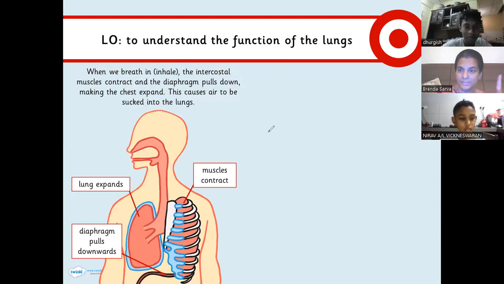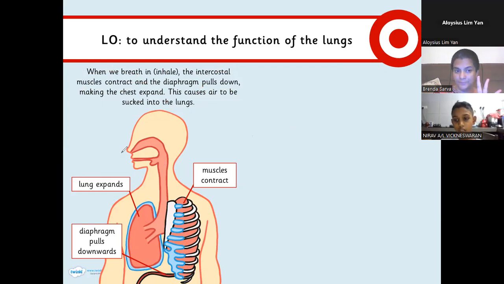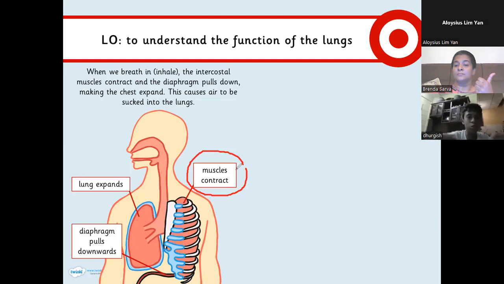Okay, guys. Important: Durgesh, Aloysius, Nirav, Sachin. Three things are happening when you breathe in. Number one, first of all, the muscles will contract when you breathe in. Contract means become small, like squeeze tight. So if we breathe in, all our muscles will shrink? Yeah, shrink. Exactly.